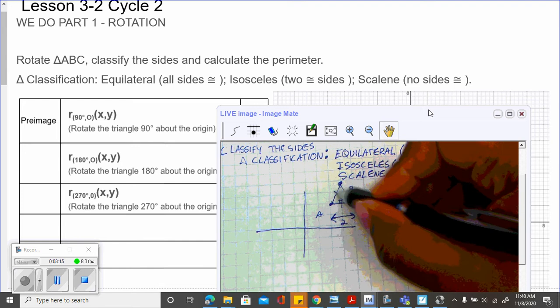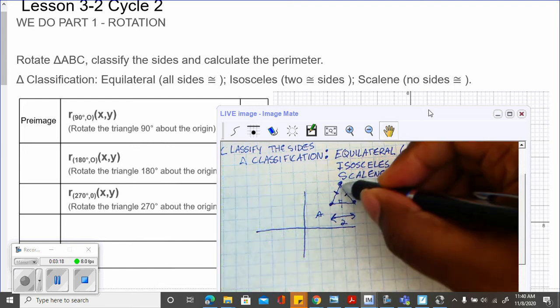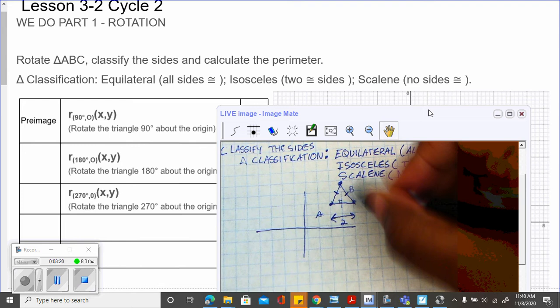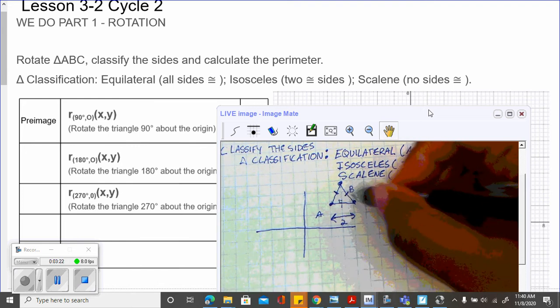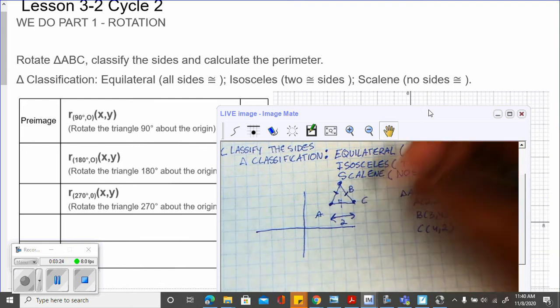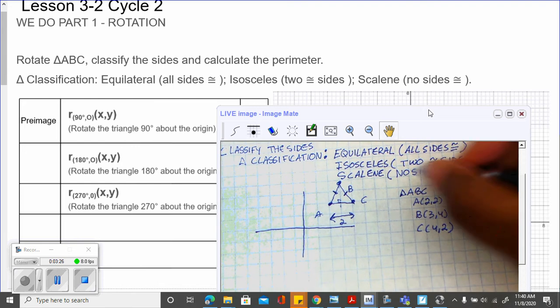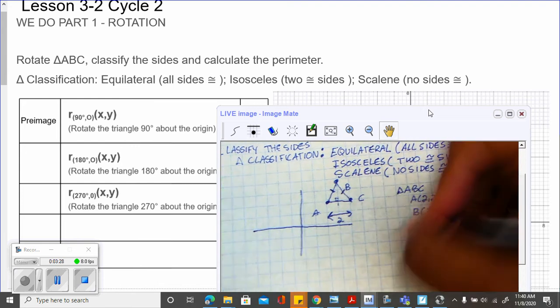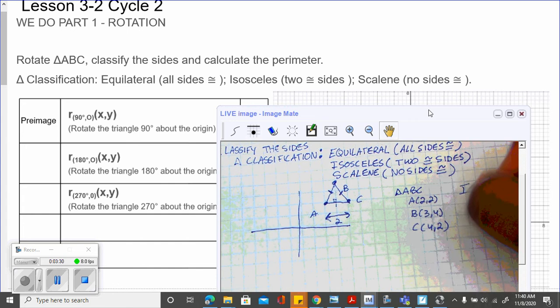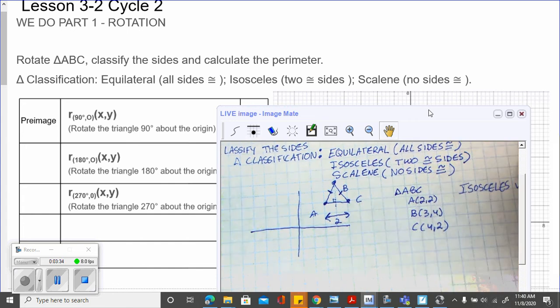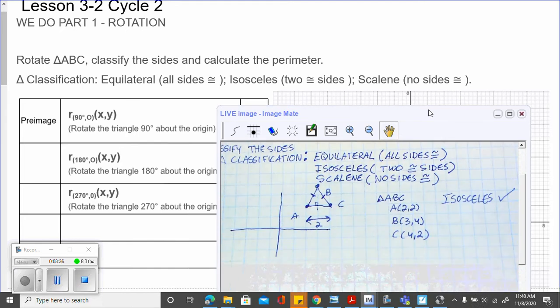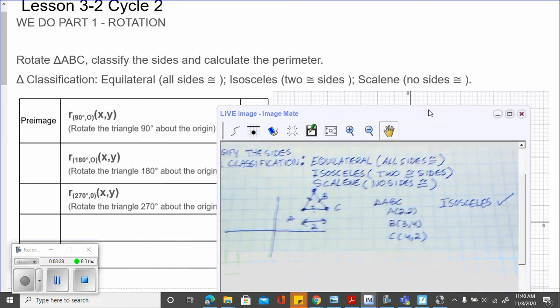And so I'll put these two tick marks. Tick marks are indicating that this side has the same measurement as this side. So these two sides I'm saying are congruent. If two sides are congruent, then this would be an isosceles. So we're classifying this triangle as isosceles because two of the sides are congruent.